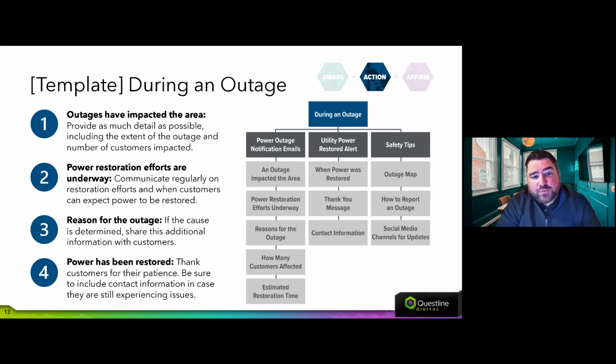Number three is, what was the reason for the outage? In our research and experience, owning the outage and being clear and concise on what caused it matters, whether it was an act of God, a storm, a down power line, whatever it was. You want to own what happened so that everything is transparent, and customers can trust your brand and trust you as a provider. And then last but not least, that power has been restored. You want to have a full feedback loop: power has been restored, thank you for your patience. Be sure to include your contact information and encourage them to enroll in your different channels in case this ever were to happen again.